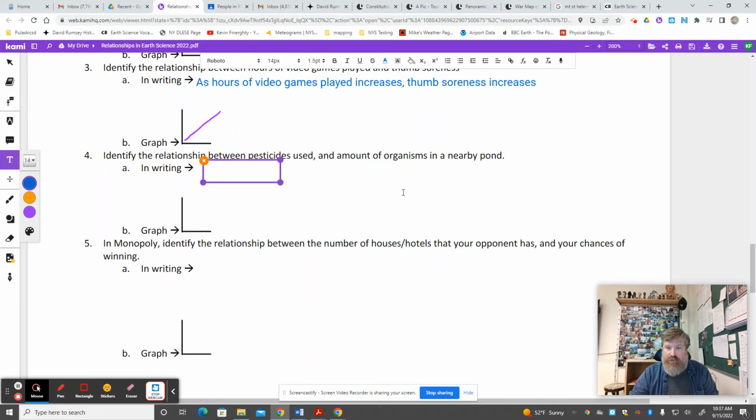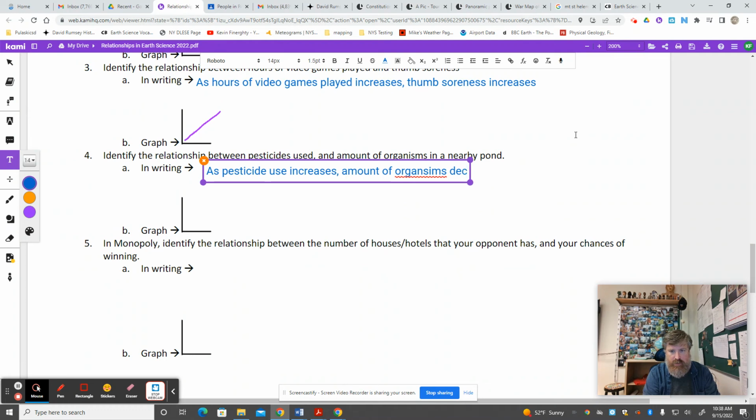What about pesticides used and the amount of organisms in a nearby pond? Like an ecological question. If there's lots of pesticides and the water lands on that as rain and drains down to the ponds, what's that do? As pesticide use increases, amounts of organisms decreases. Beautiful.